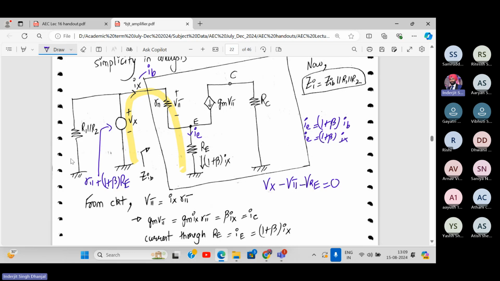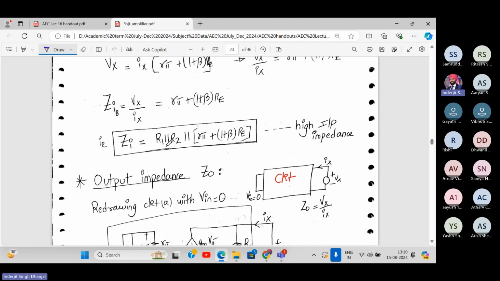So if you look from here, what you will get? R1 parallel to R2 parallel to this term, R pi plus 1 plus beta RE. And that is exactly my Rin which we get. Here is the formula for input resistance.